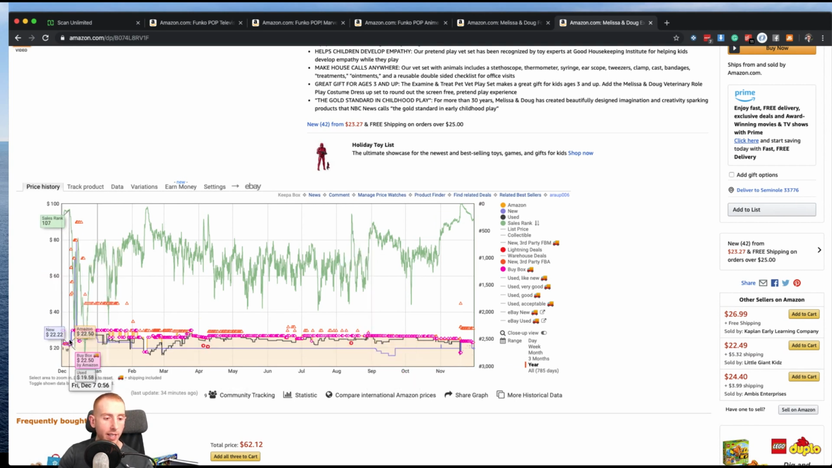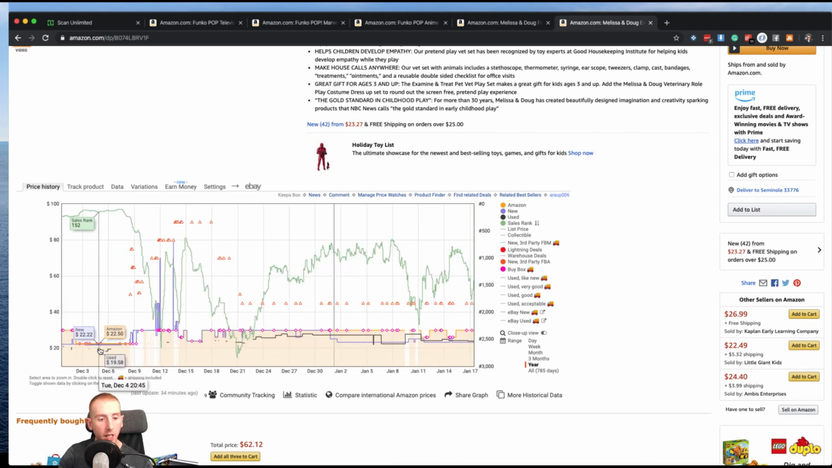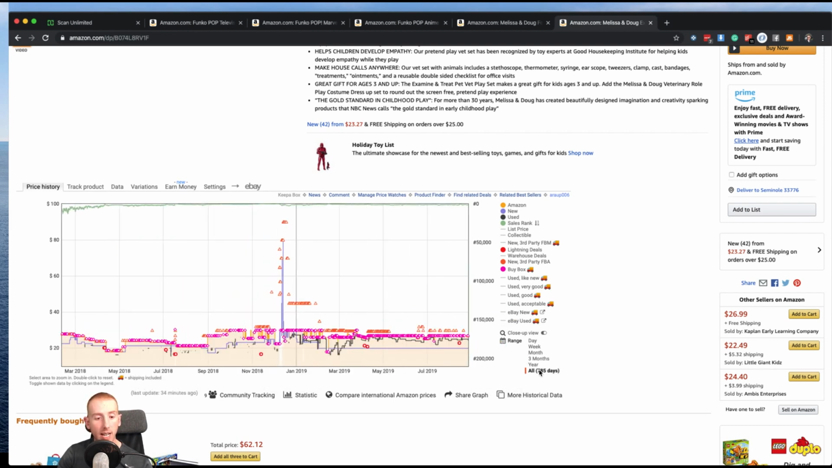You can see that during the December period, if I zoom into December of last year, it was at $22.50, and Amazon actually ran out during this time period, December 9th. There was a few days where they were coming back, but overall the price started getting much higher. Some FBA sellers going up as high as $90 during that time period. So yeah, that is very likely actually to happen again.